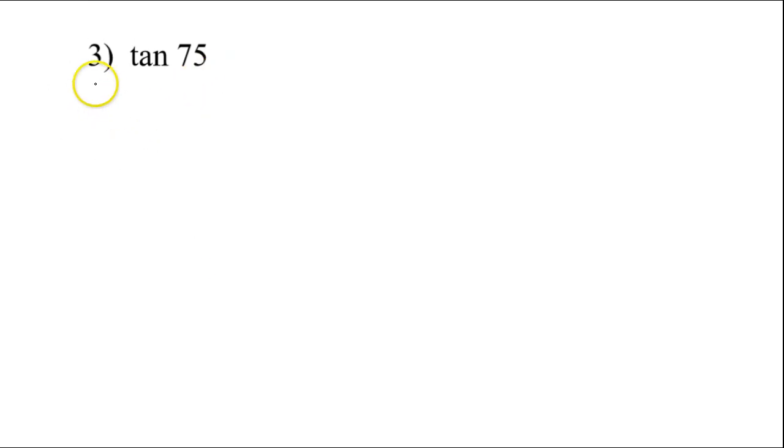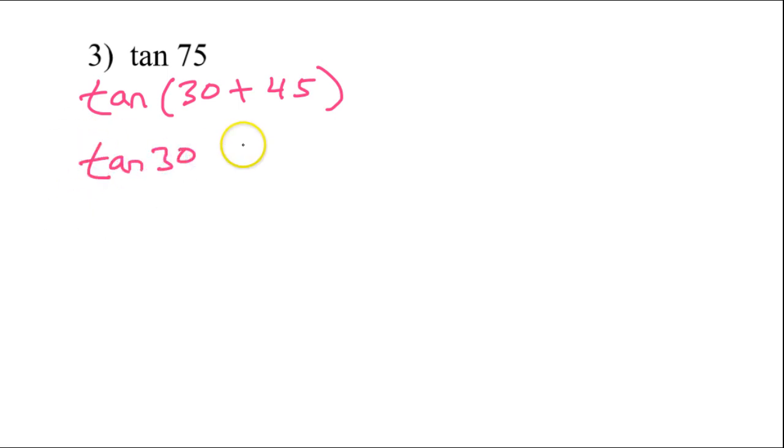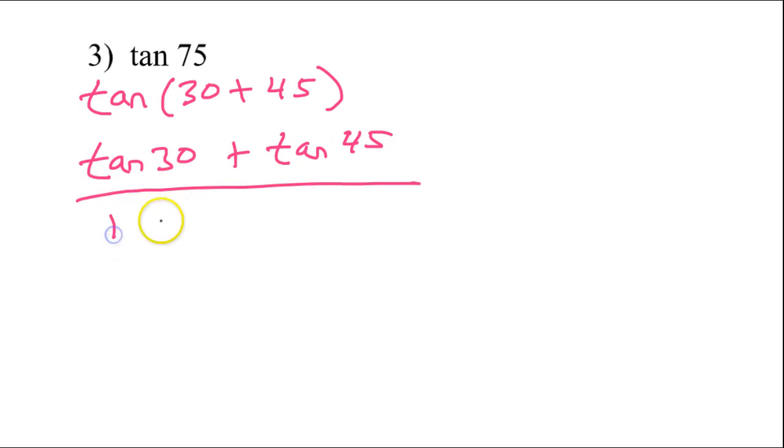There's that 75 again. So once again, this can be written as tangent of 30 plus 45. So the formula for tangent goes like this. Tangent plus tangent over 1 minus tangent tangent. Okay? Notice that in the numerator the sign is the same, but in the denominator the sign is the opposite.